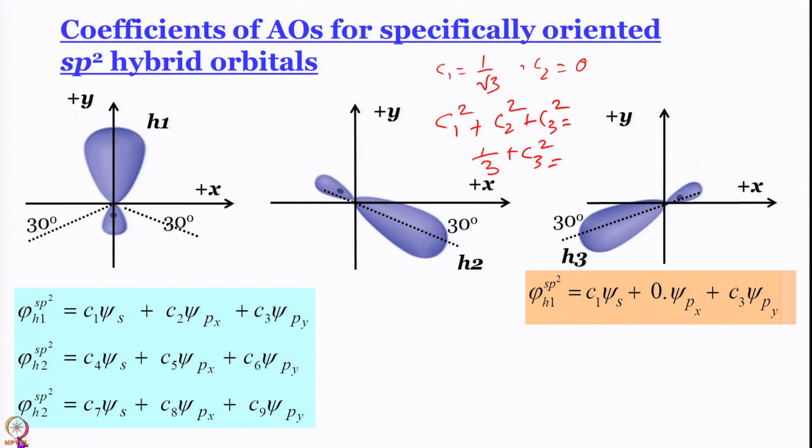Physical chemists are sometimes obsessed with zeros, but they are also obsessed with 1. We are talking about normalization condition, remember, right? We are talking about normalization condition.